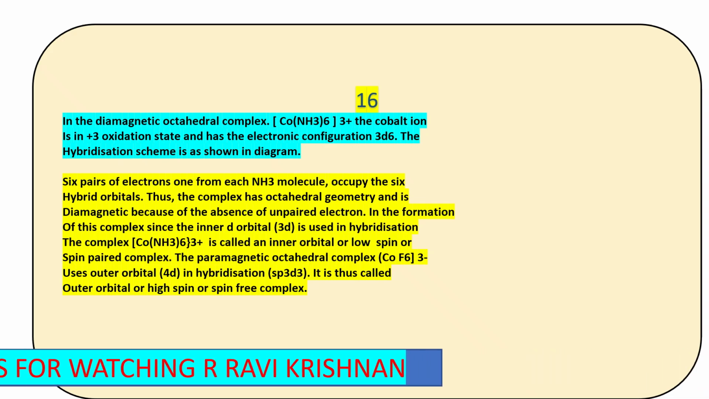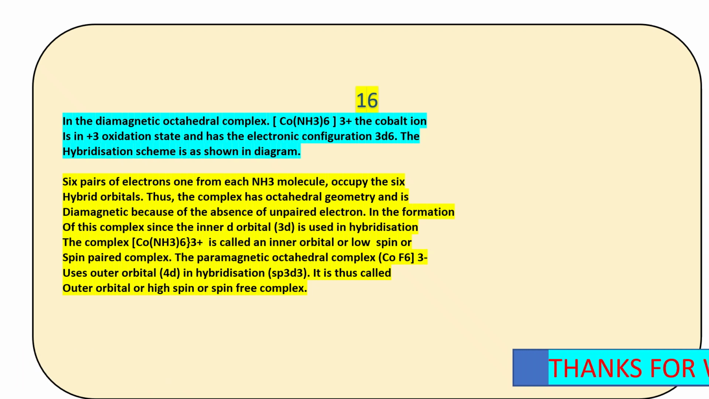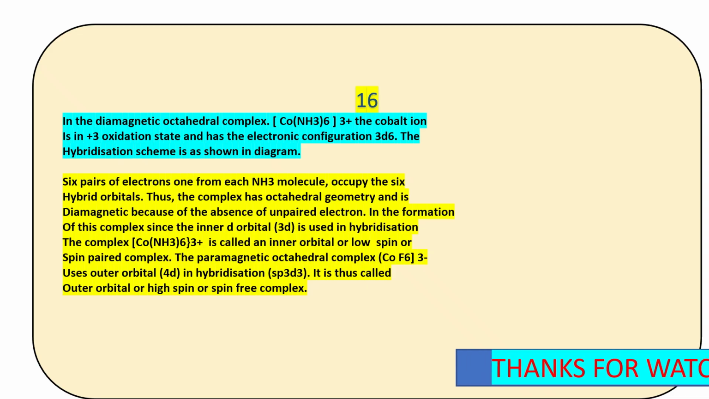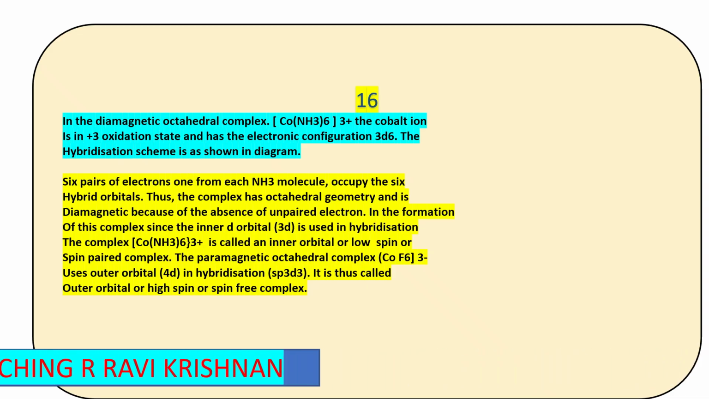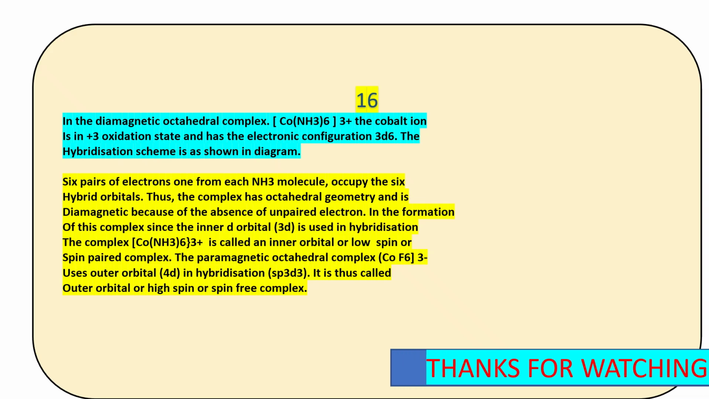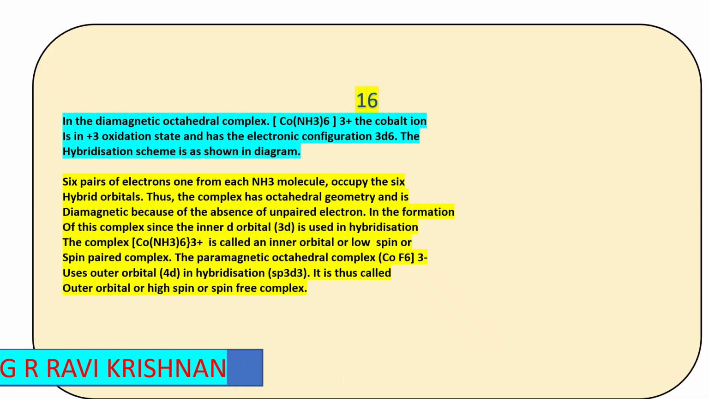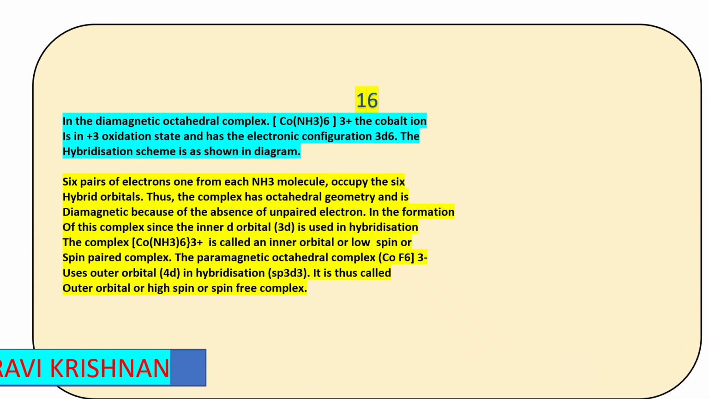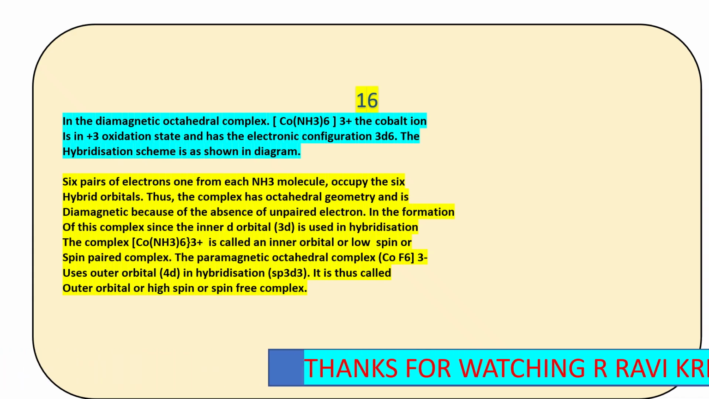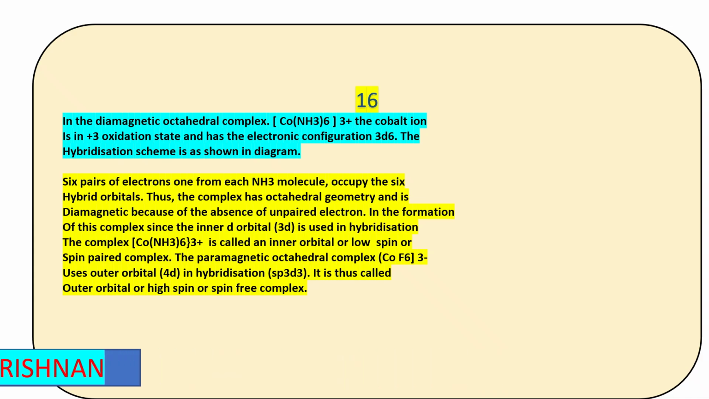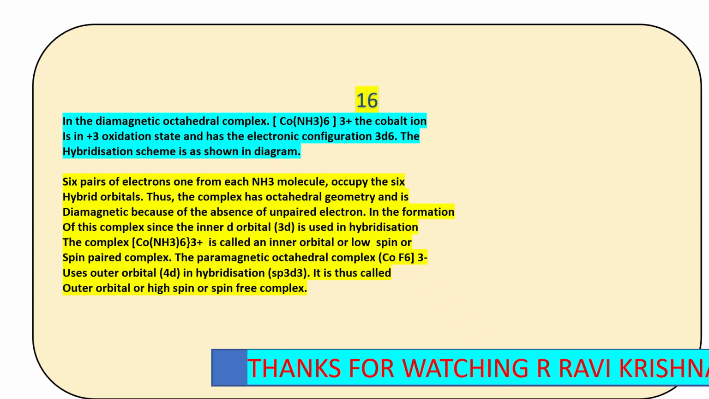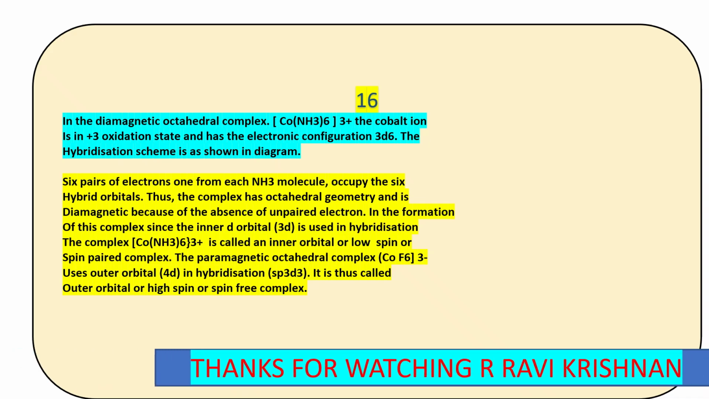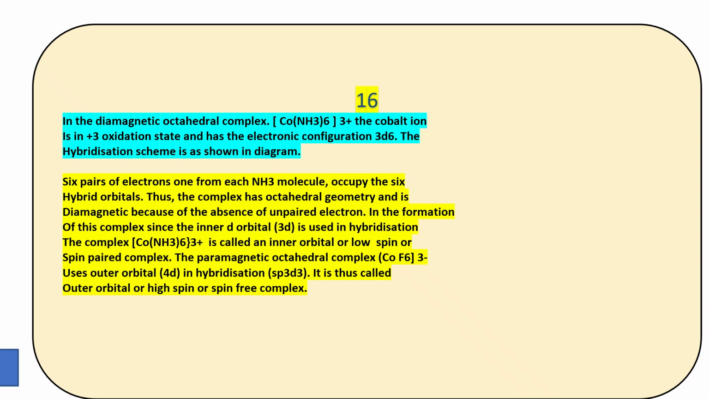Six pairs of electrons from six NH3 molecules occupy the six hybrid orbitals. Thus the complex has an octahedral geometry and is diamagnetic because of the absence of unpaired electrons. Since the inner d orbital 3d is used in hybridization, the complex hexaamminecobalt(III) is called an inner orbital or low spin or spin paired complex. The paramagnetic octahedral complex uses the outer orbital 4d in sp3d2 hybridization. It is thus called an outer orbital or high spin or spin free complex.